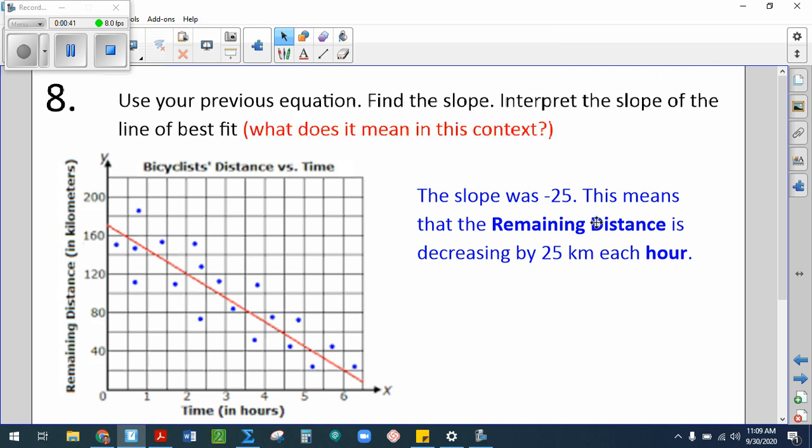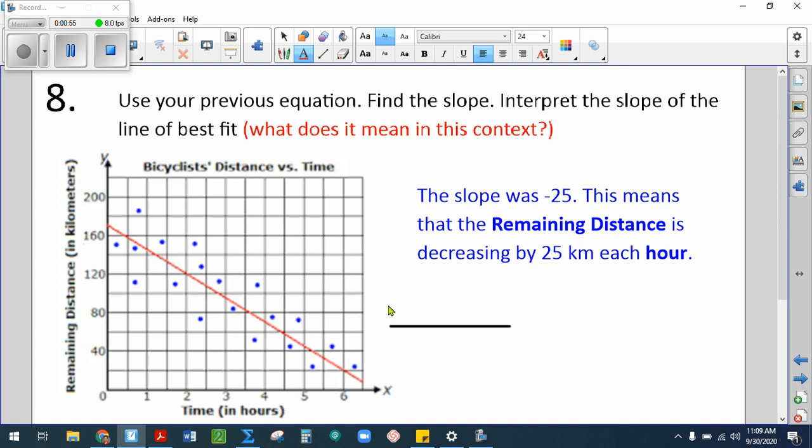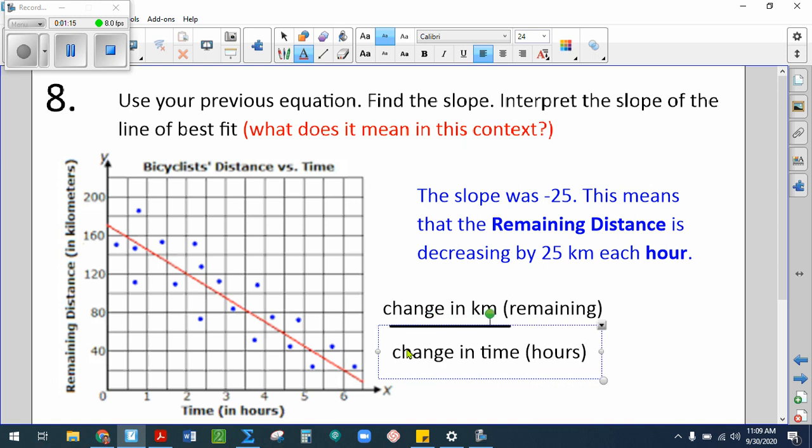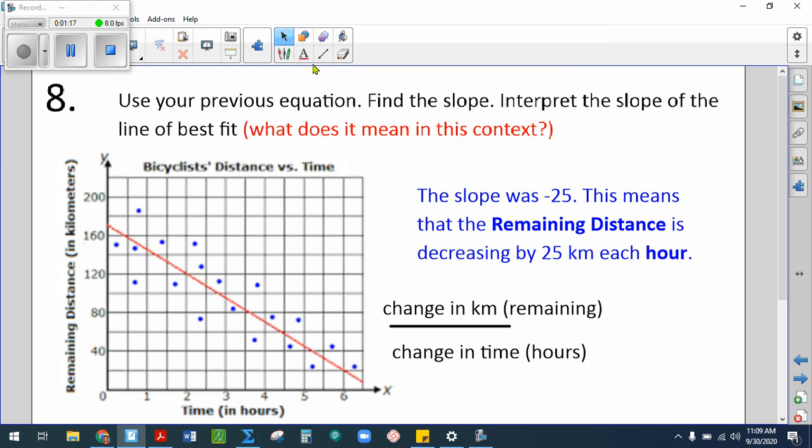So the slope is negative 25. This means the remaining distance is decreasing by 25 kilometers per hour. Remember, when we talk about slope, we're talking about the change in the y values over the change in the x values. So the change in the y values would be a change in kilometers. Okay, and it says remaining distance on the y-axis. The x-axis, it says it's a time in hours, so it's a change in time in hours. So when we talk about rate of change, we're comparing the change in kilometers to the change in hours.